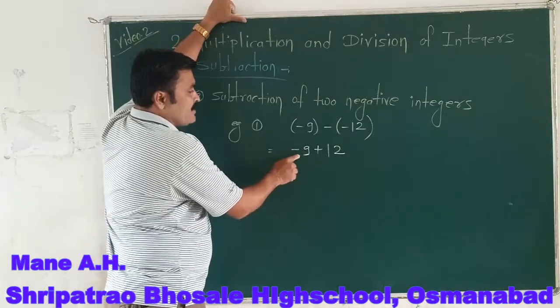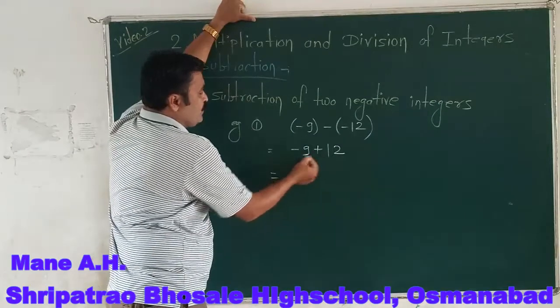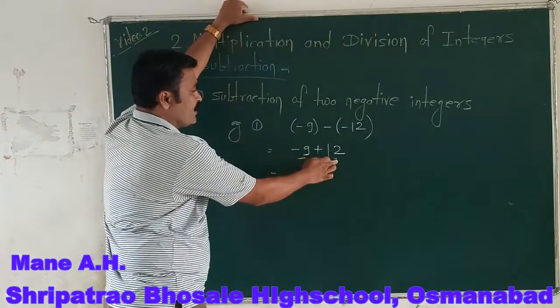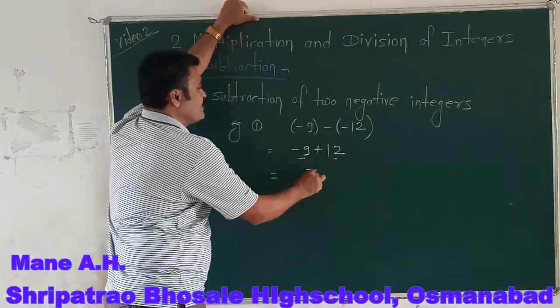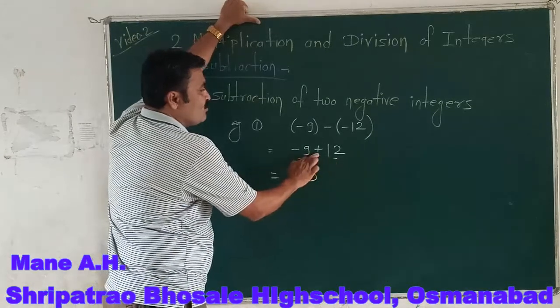Now minus 9 plus 12, that means addition of one negative and one positive integer. So we take the difference. 12 and 9 have the difference here 3. Thereafter, the magnitude of 12 is more here.